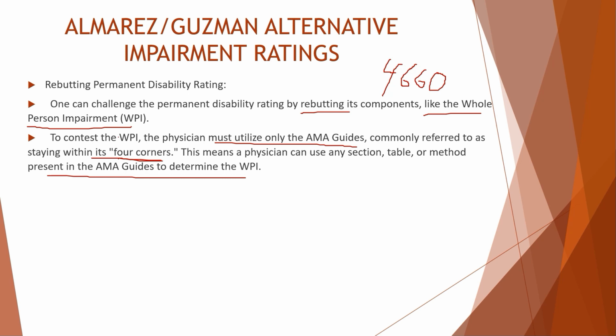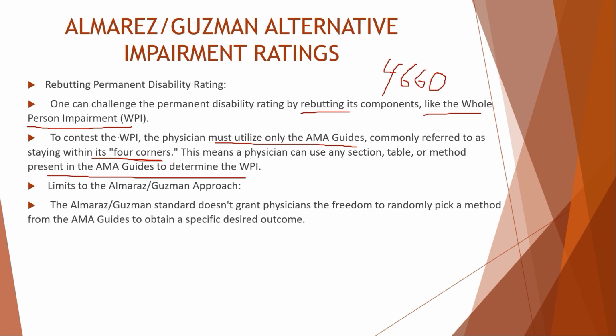So again, talking about our example of plantar fasciitis, typically plantar fasciitis would be rated in Chapter 17, the lower extremity chapter. However, Alvarez and Guzman allows us to go outside of Chapter 17 if we find an accurate description of that examinee's impairment outside of Chapter 17. We can use any chapter. We can use Chapter 13. We can use Chapter 15. We can use any chapter, table, any chart, any method within the four corners of the AMA guides, as long as we do it properly. And we'll talk about what constitutes a proper approach to that here in just a few moments.